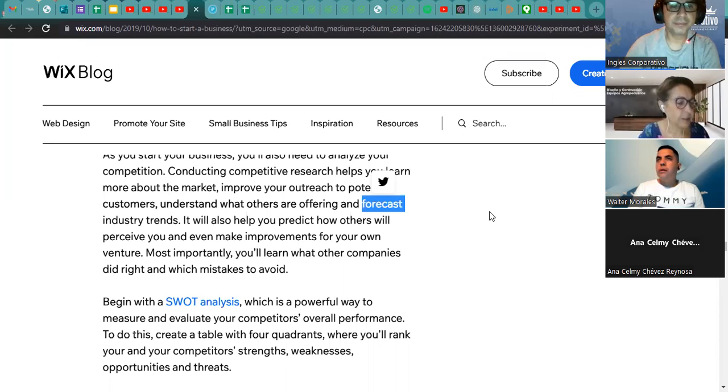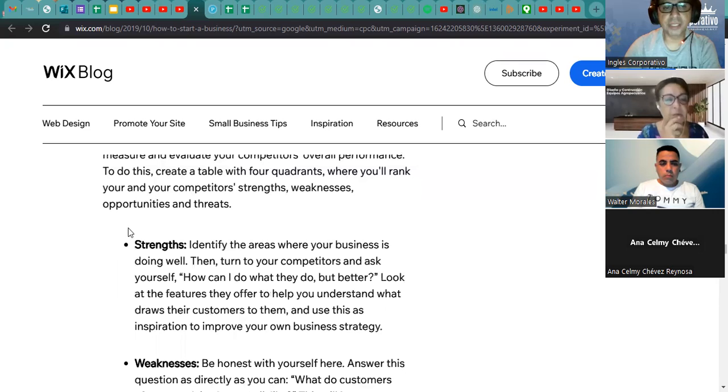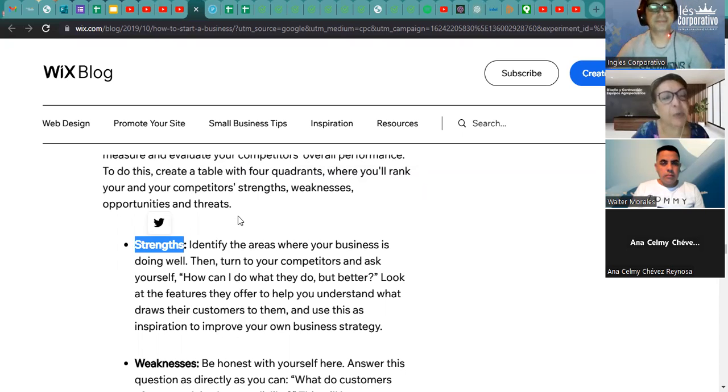Let's see. Okay, we know what SWOT is by now. Four quadrants, as you say. So strengths, the first one, is the strengths. What is the strengths? This is the characteristic that makes your business strong, that you are very good at. Very good. So that is the first one, where you identify the areas where your business is doing well. That is a very good question that you can ask yourself: how can I do what they do, but better? Be innovative or anything like that.